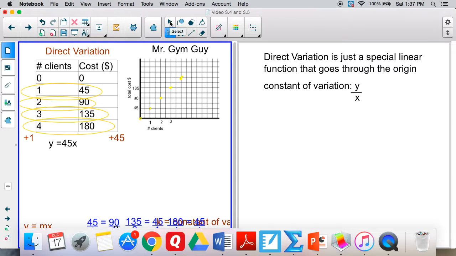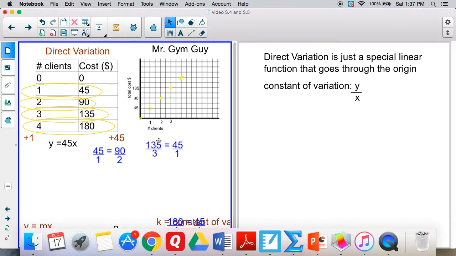Now, when I think of two ratios that are equivalent, that's a proportion. And that's the constant of proportionality right here. So 45 is equal to 90 divided by 2. It's also equal to 135 divided by 3 and 180 divided by 4. So this is a special type of linear equation.